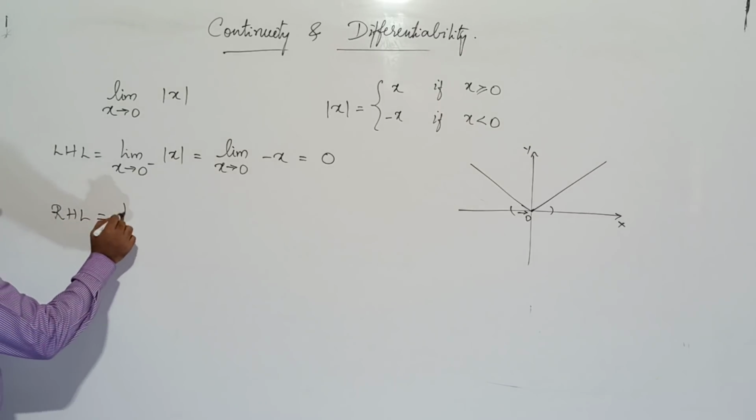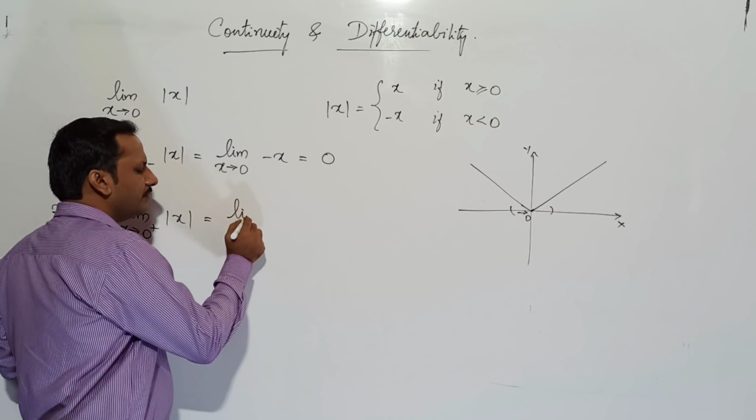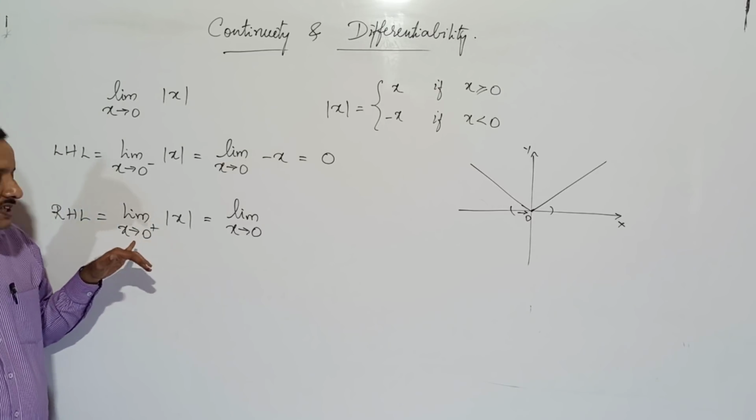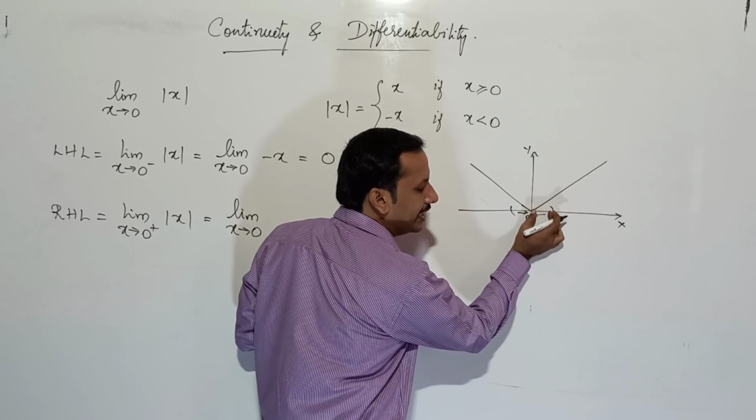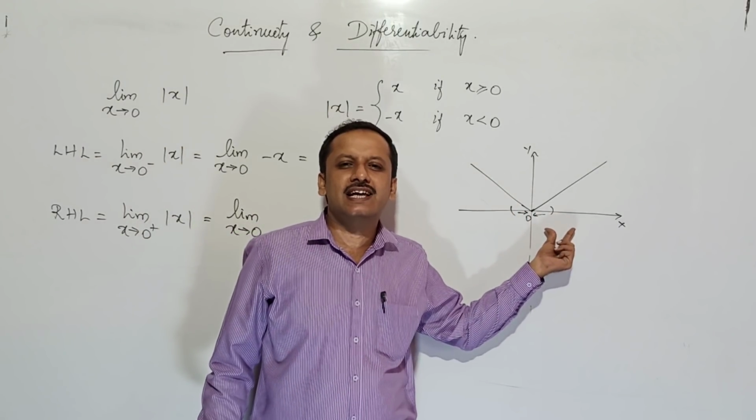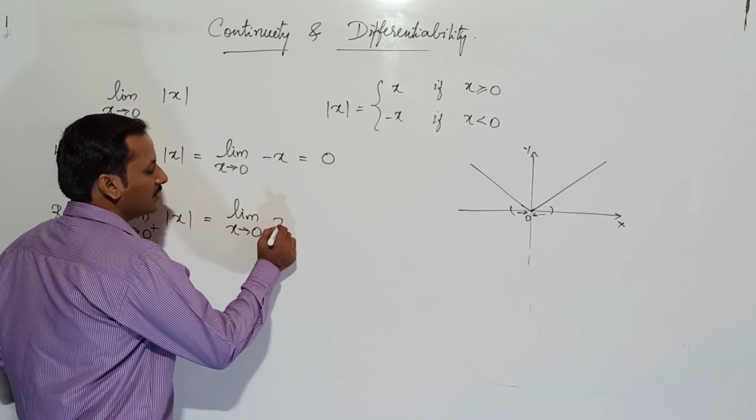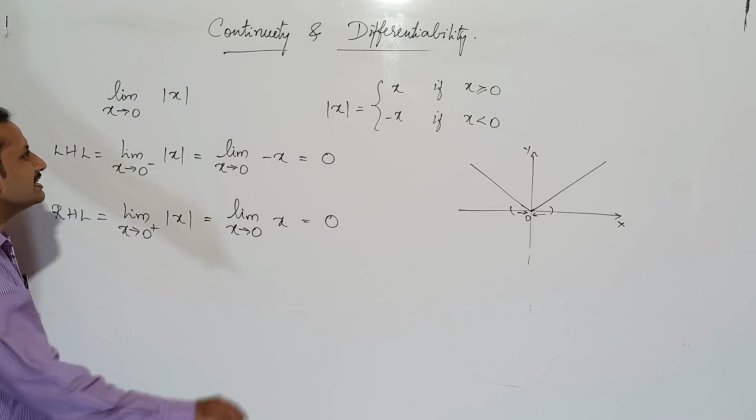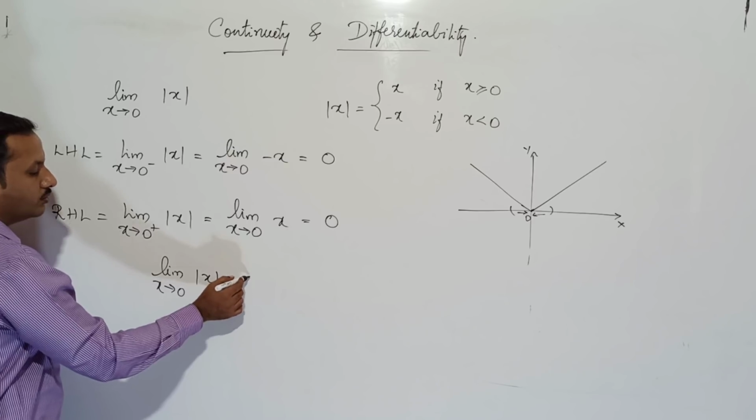Then if I take the right hand limit, that's equal to limit x tends to 0 plus f of x. f of x is mod x here. x tends to 0 plus means x is approaching 0 from the right side. In other words, x is very close to 0 but greater than 0. So here we are talking about x in this interval. When x approaches 0 from the right side, x is positive, and whenever x is positive, mod x we will take as plus x. So limit x tends to 0 of x is equal to 0. So the left hand limit is equal to the right hand limit. Hence the limit exists. Therefore, I can write limit x tends to 0 of mod x is equal to 0.